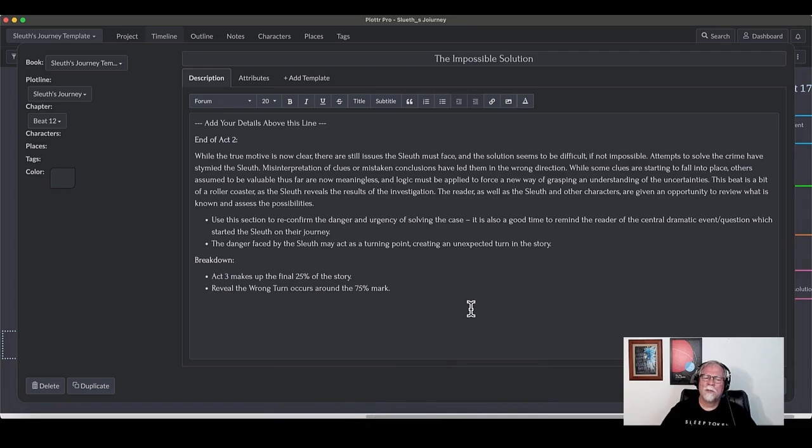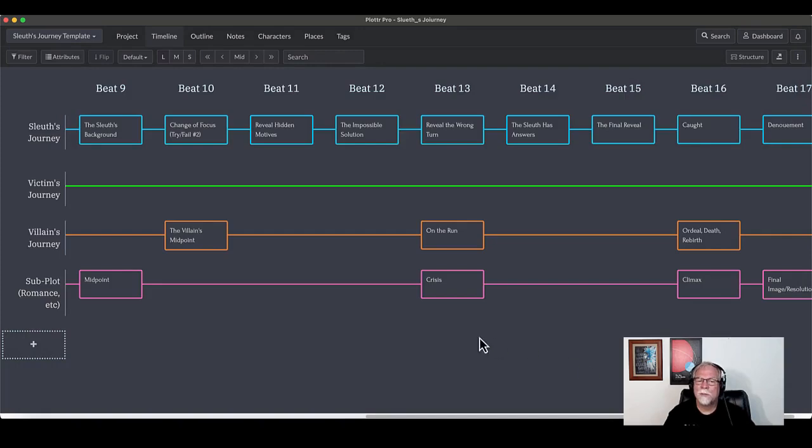Okay. So also use this section to reconfirm the danger and urgency of solving the case. If there was a ticking clock, make that clock even louder at this point. It's also a good time to remind the reader of the central dramatic question that started the sleuth on their journey in the first place. The danger faced by the sleuth may act as a turning point, creating an unexpected turn or a twist in the story. Okay. Maybe now the detective also has something physical to overcome that is pretty significant, that is going to hamper them in their investigation. Okay. But either way, everything seems impossible.